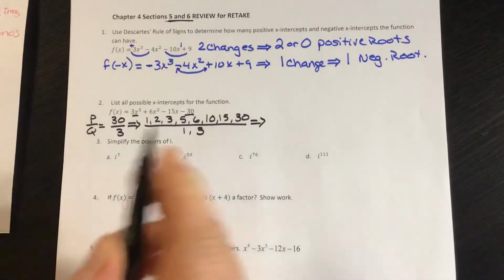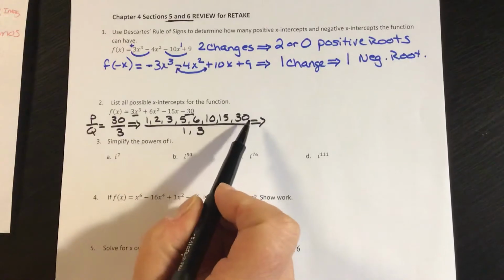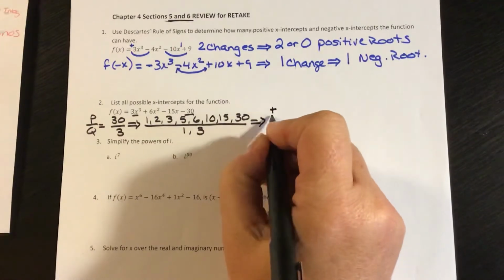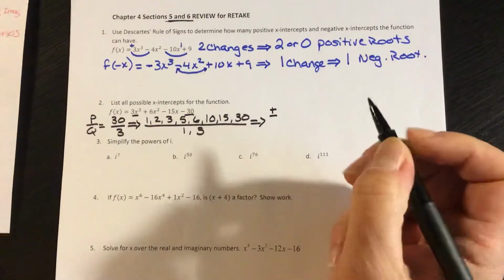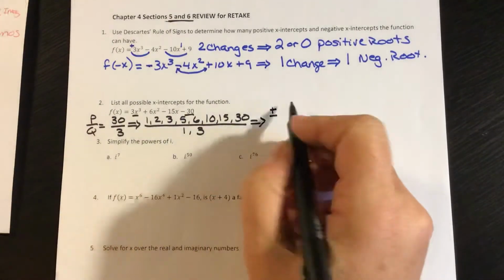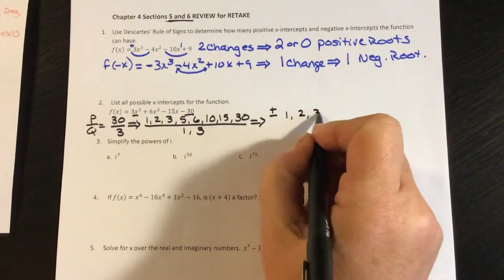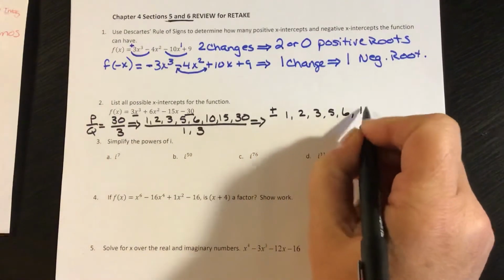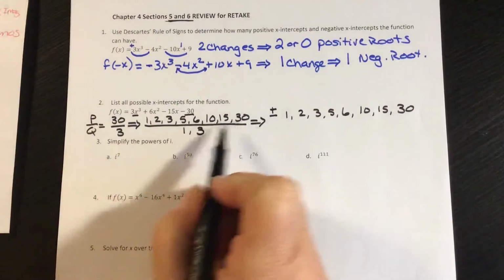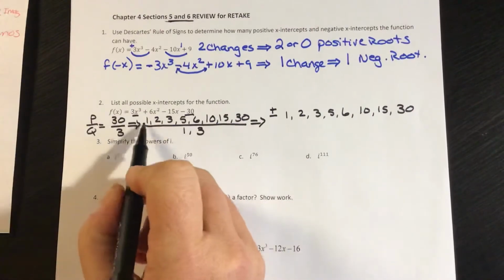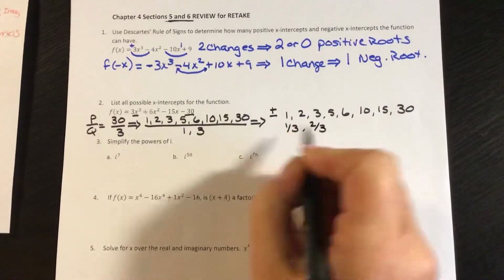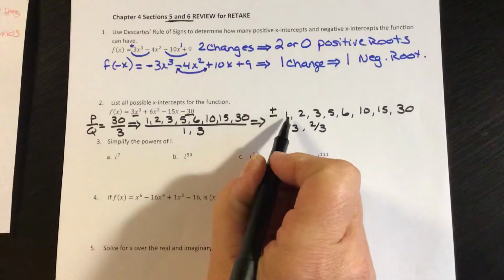So I'm going to now pair up every top number with each of the bottom numbers. So keep in mind, I can have positive or negative values here, and all of the top numbers divided by 1 just give me the same number. So I have 1, 2, 3, 5, 6, 10, 15, and 30. Now I'm going to take each of these and divide by 3. So I have 1/3, 2/3, 3/3 is 1, and that's already there.